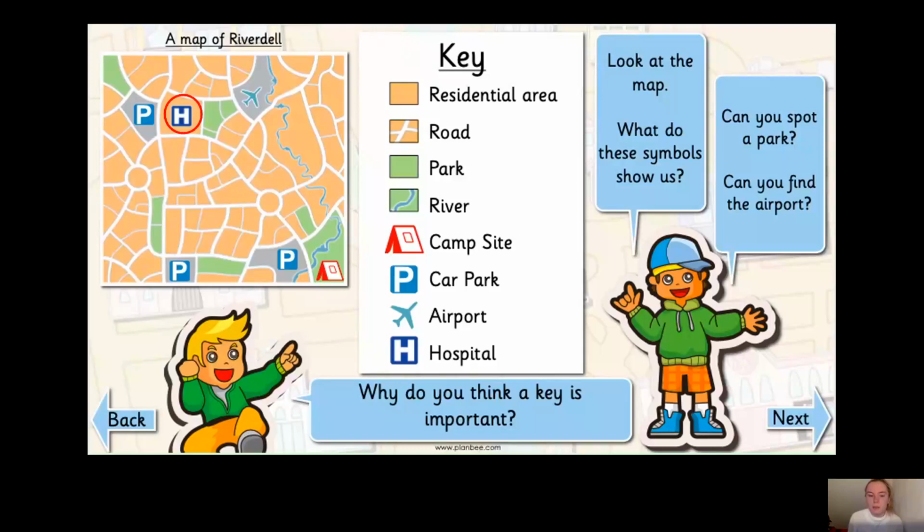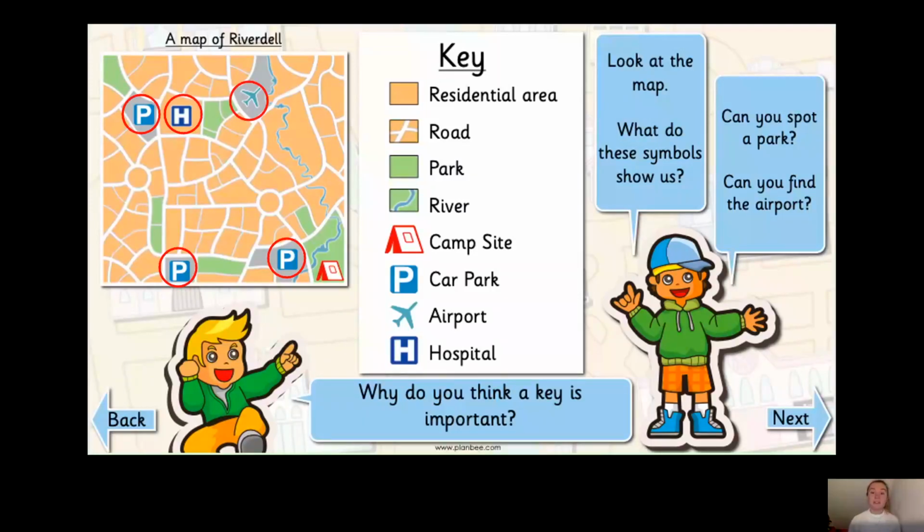Can you see any parking, any car parks? Well, let's have a look at the key. Yes, the car park is a light blue square with a P in the middle. And look, there are 3 of them. Okay, what about an airport? Can we find that on the key? Well, yes, look, it says airport and there's a plane next to it. So therefore, there's our airport on the map.